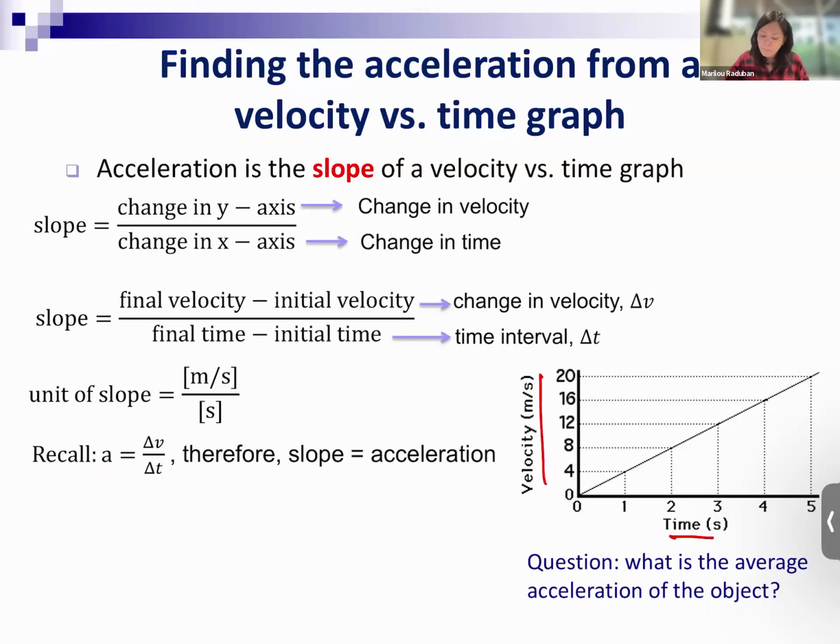So if you are given a velocity versus time graph and you get the slope of that graph, then effectively you are calculating the average acceleration of the object's motion.